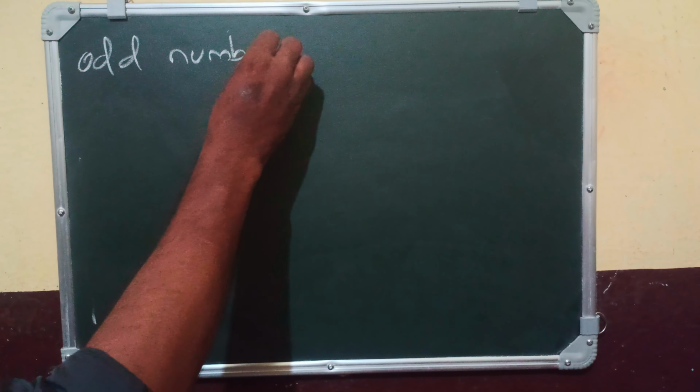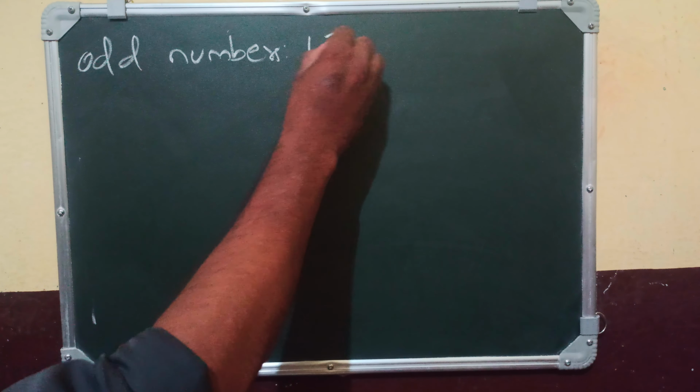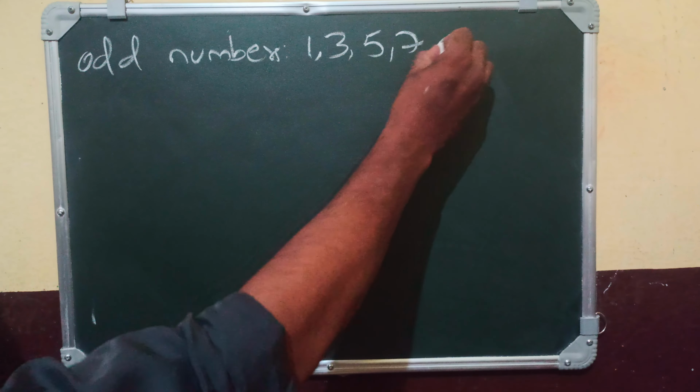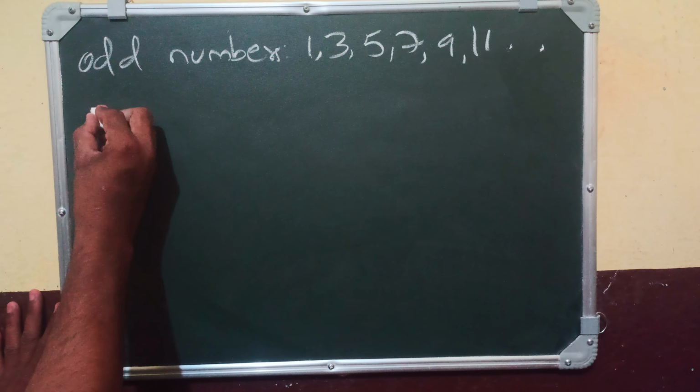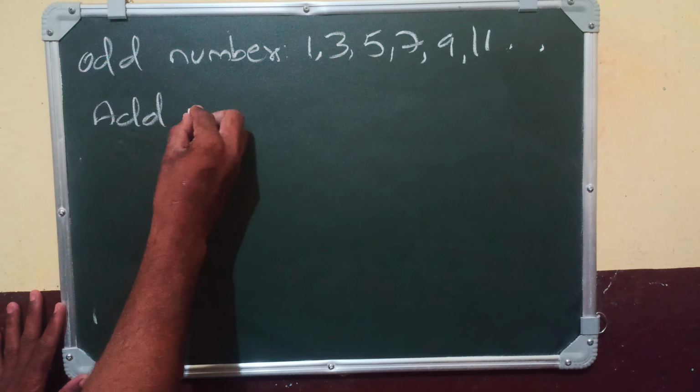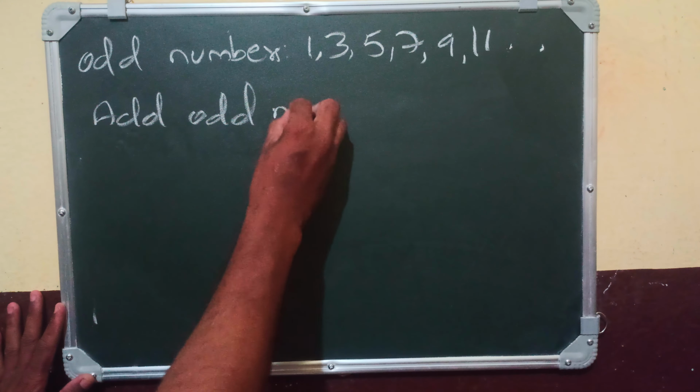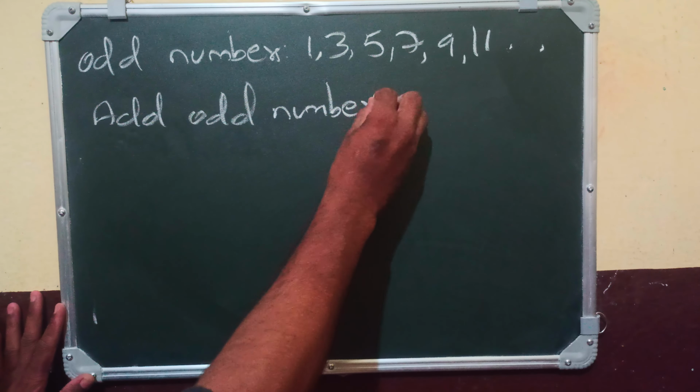We know about the odd numbers. Which are called odd numbers? 1, 3, 5, 7, 9, 11 and so on. These all come under odd numbers. So what happens if you add odd numbers? If you add odd numbers, which number sequence are you going to get?